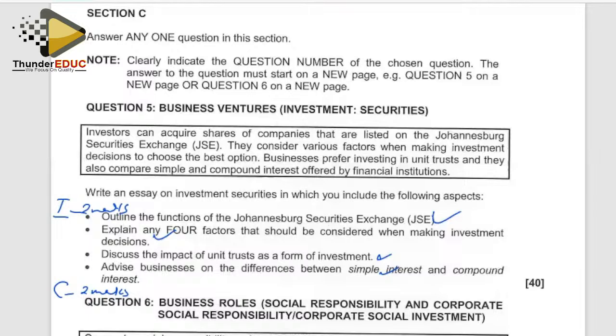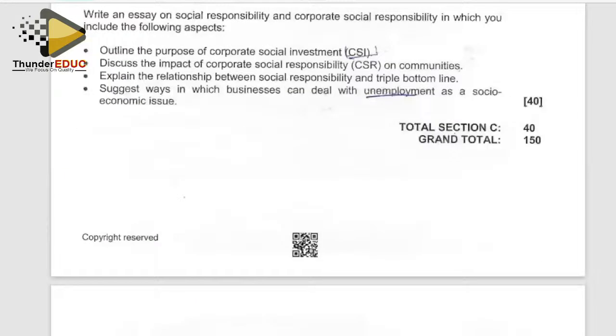Okay, right. So now let's move on to the next one. Let's move on to the next question, which is question 6. Question 6 reads as follows: business roles. So now we are going to check social responsibility, as well as corporate social responsibility and investment.